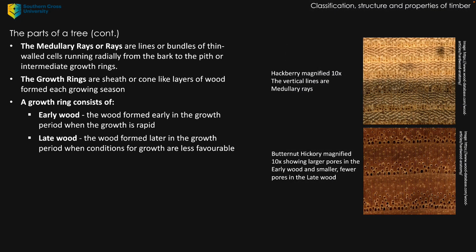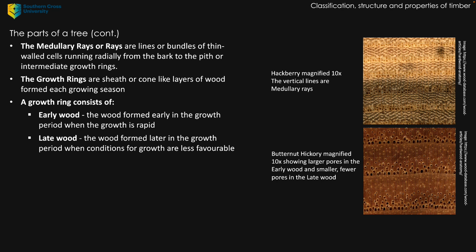Now you'll see here photos taken by a microscope that show us two species of timber and some various features of them. We're looking at the growth rings, but we're also able to see the medullary rays. So you'll see there, particularly in both the hackberry and the butternut hickory, in the early wood section, you'll see these holes. Now they are called pores. And in the early spring particularly, you'll see that they're quite large. And even the cells, which you've got to look in very closely to see, are quite a bit larger.